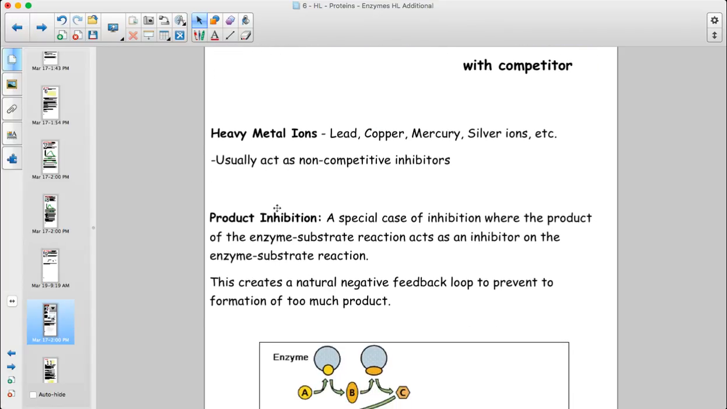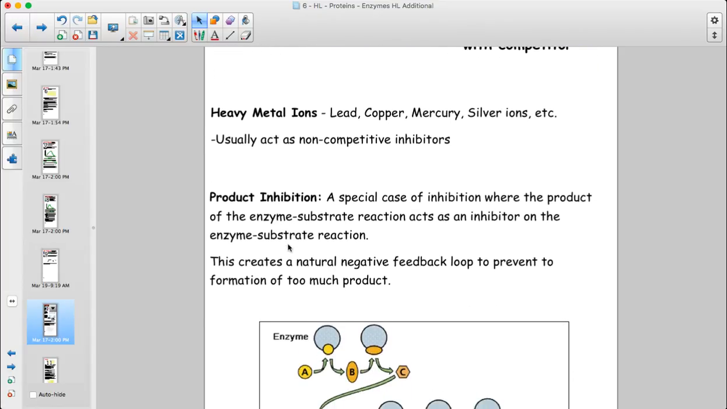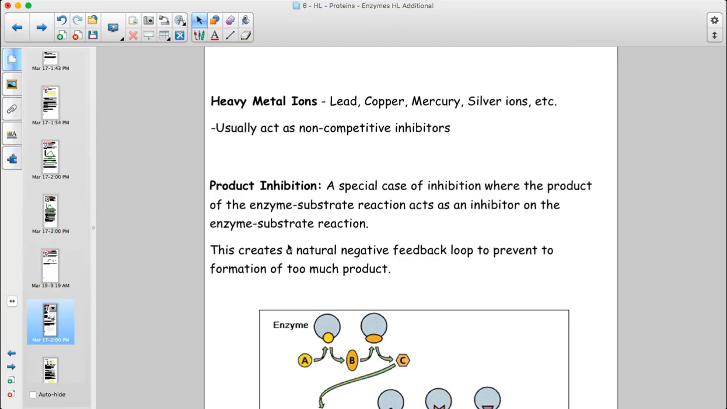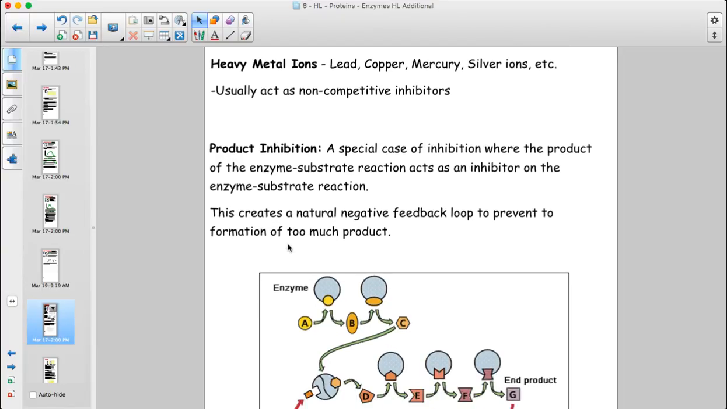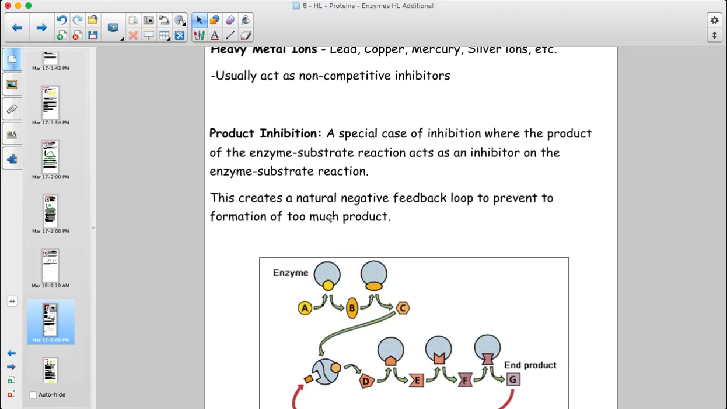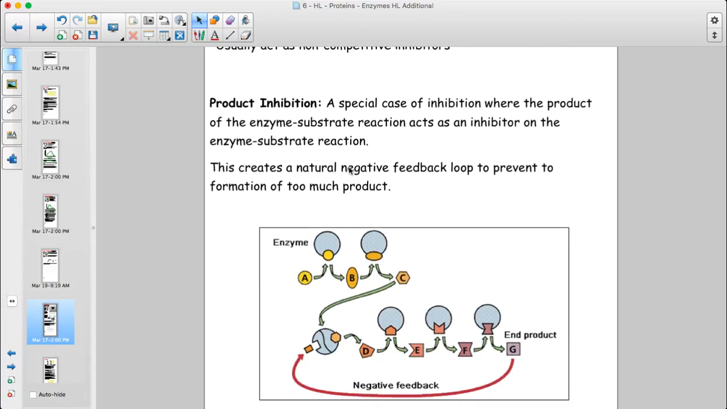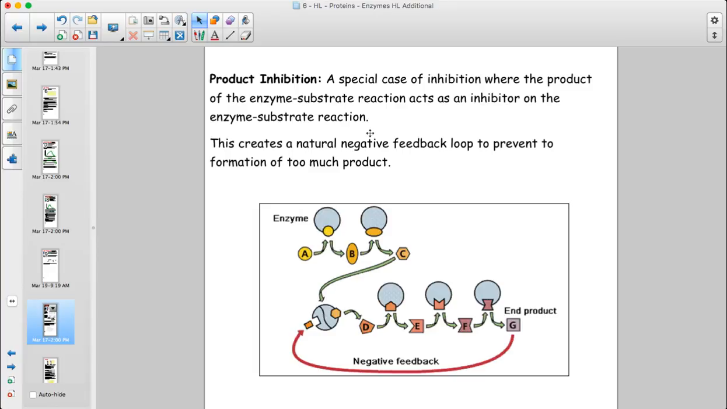There's also a specific kind of inhibition that's known as product inhibition, which is pretty cool. And it explains how some feedback loops could work in the body, specifically negative feedback loops. So this is a special case where one of the products of a specific metabolic pathway actually ends up acting as an inhibitor for an enzyme earlier in the process.